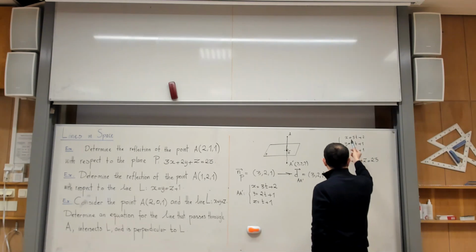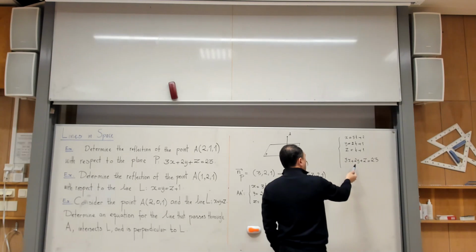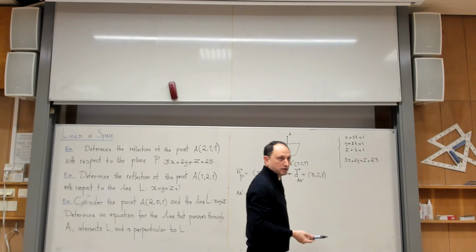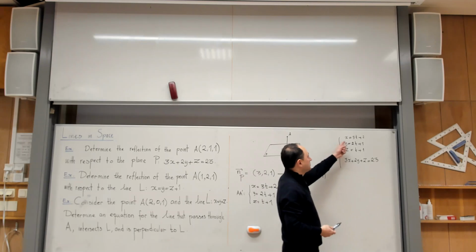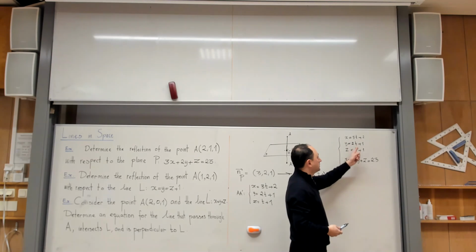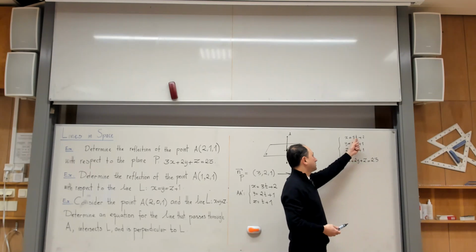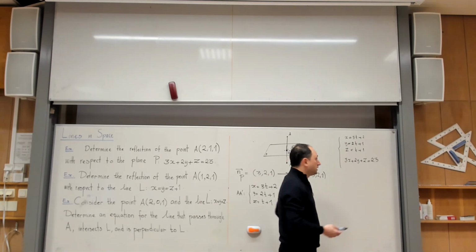But how many equations are involved? 4. And how many unknowns do you have? X, y, z, and t. 4. So that is enough. But this system is very simple because x is written in terms of t, y is written in terms of t, z is written in terms of t, so I can substitute, then I find t. When I find t, I substitute back and find x, y, and z. So let me just do that.